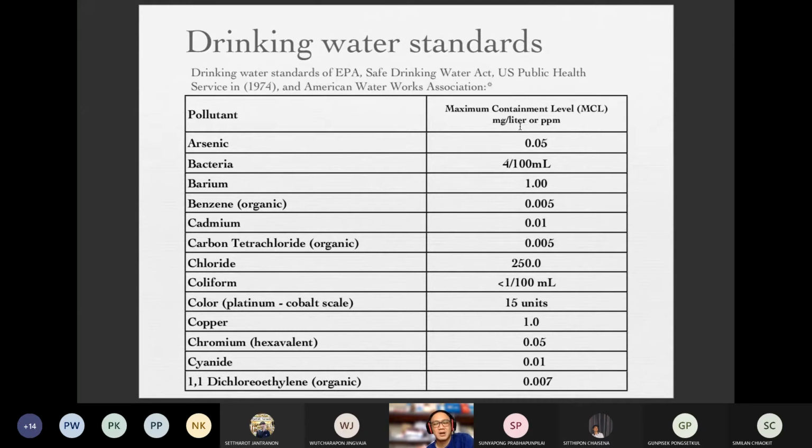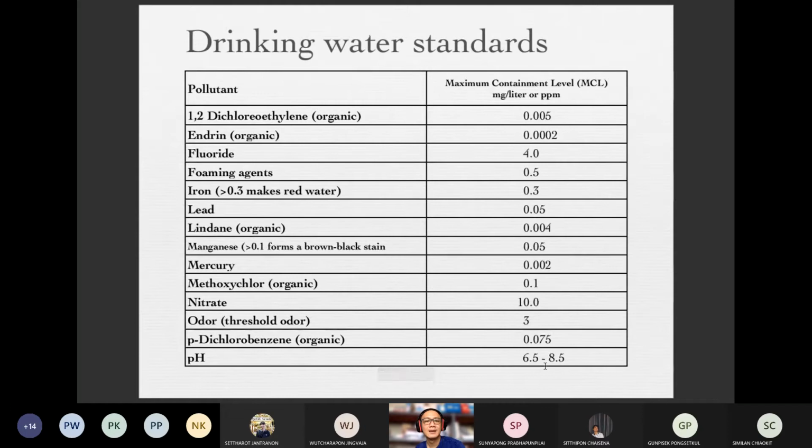Okay, so bacteria, the maximum value should not be higher than 4 per 100 ml. Barium, benzene, cadmium, carbon tetrachloride, cyanide shouldn't be higher than 0.01 milligram per liter. Dichloroethylene, aldrin, lindane, methoxychlor, dichlorobenzene. These are the names of the pesticides.